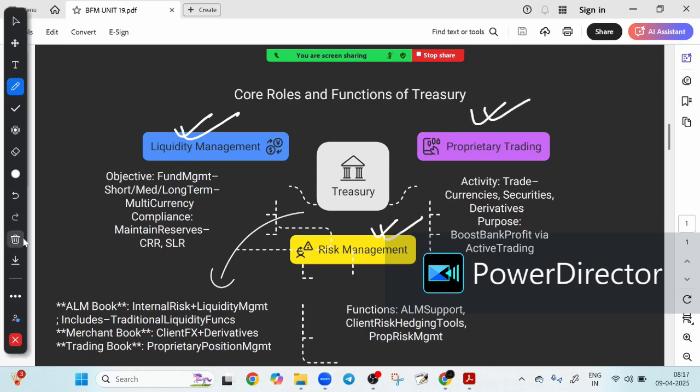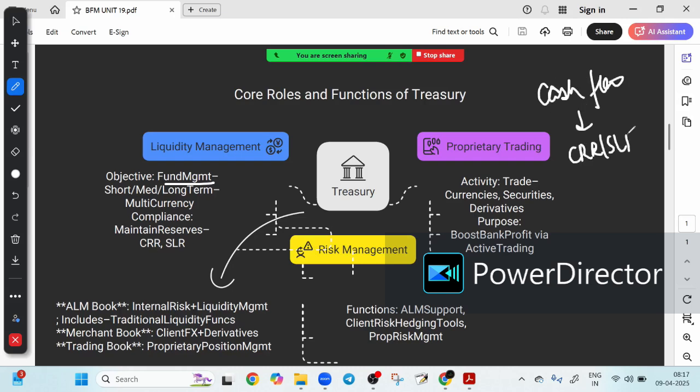First of all, let's come to the liquidity management. See, the treasury ensures that the bank always has the right amount of fund, that is called fund management, whether for short-term needs or long-term plan. Right? So proper funds should always be there. Short-term need, medium-term need, or long-term plan in single or multiple currency. Right? That is called liquidity management. From managing cash flow to complying with the CRR SLR requirement. So cash flow management is also there, and complying with CRR SLR requirement is also there. Right?